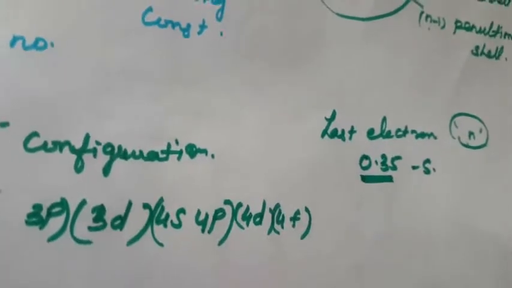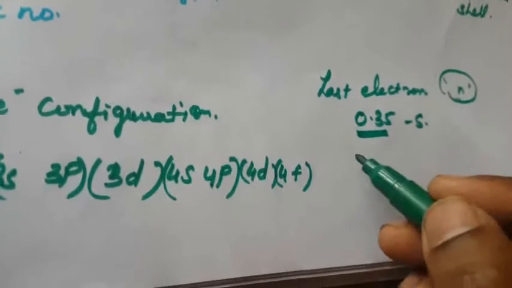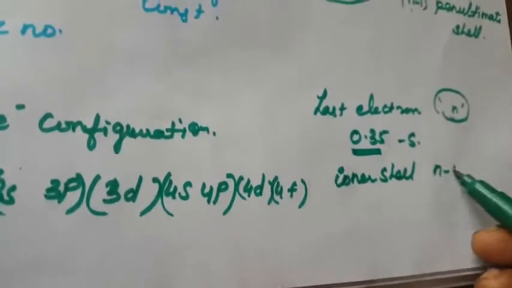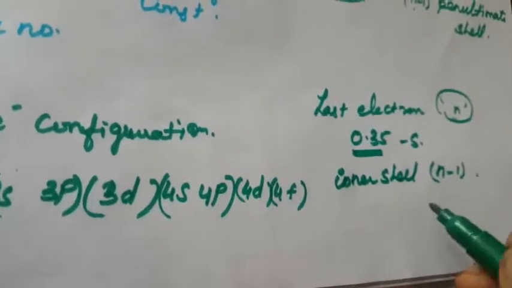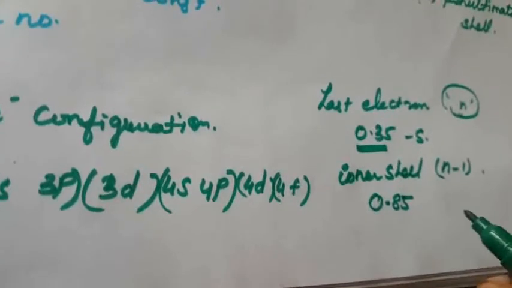So second one, shielding of the inner shell electron. This is the nth shell, and the inner shell electron is the n-1 shell. For the n-1 shell, the value is 0.85. Okay, so this is the nuclear charge.